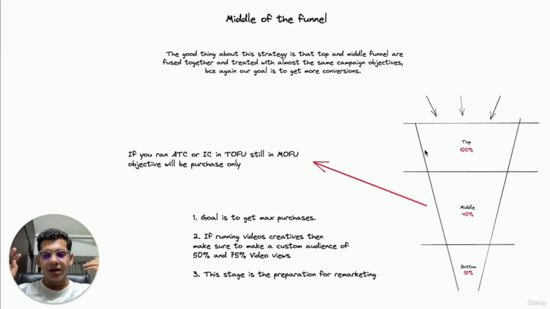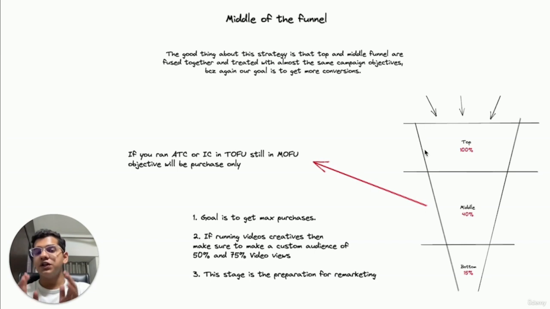So again, now by this point, in the top of the funnel and the middle of the funnel, you should be running ABO campaigns only. Stick with ad set budget optimization campaigns. And if you are running any type of videos as your ad creative, then make sure that your pixel is also tracking 50% video view watches and 75% video view watches. So basically, what does this mean?